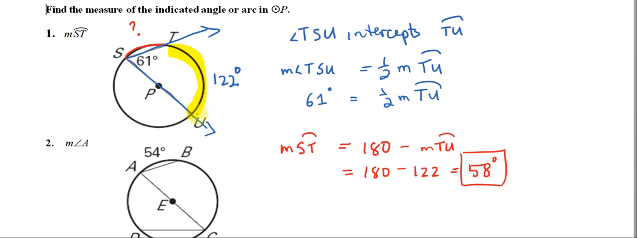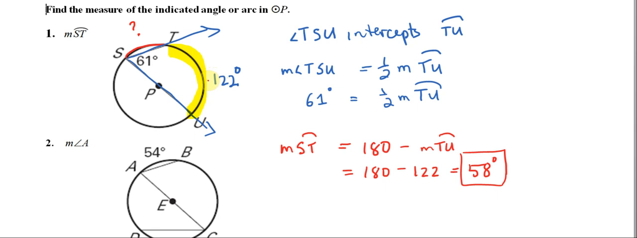Again, the yellow arc that I've highlighted and the red arc make up a semicircle, so its measure is 180 degrees. Therefore, the red arc here is 180 minus 122, which is equal to 58. As I said, there are a few other examples here that I'd like you to work on your own, and then we'll check our answers together.